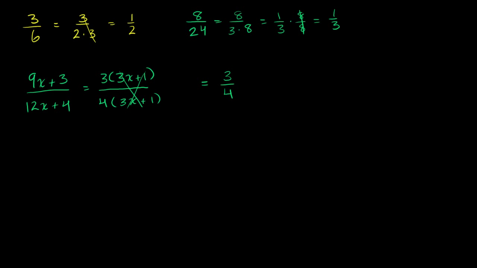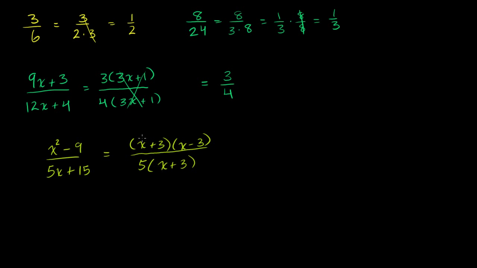Let's do another one. Let's say that we had (x squared minus 9) over (5x plus 15). So what is this going to be equal to? The numerator, we can factor. It's a difference of squares. We have (x plus 3) times (x minus 3). And in the denominator, we can factor a 5 out. So this is 5 times (x plus 3).